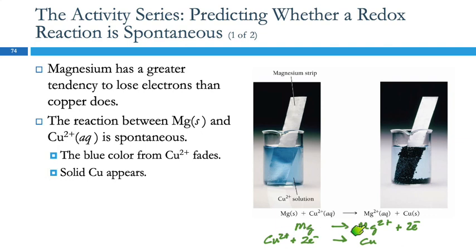So oxidation is loss of electrons, magnesium is losing electrons. Reduction is gain of electrons, the copper ion is gaining electrons. When we put those 2 half reactions together, the electrons that were given off by one got picked up by the other, and so they don't show up in the balanced chemical equation.